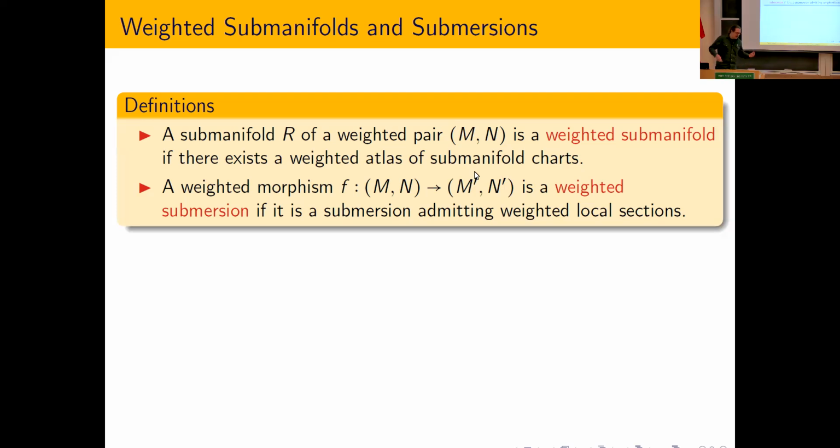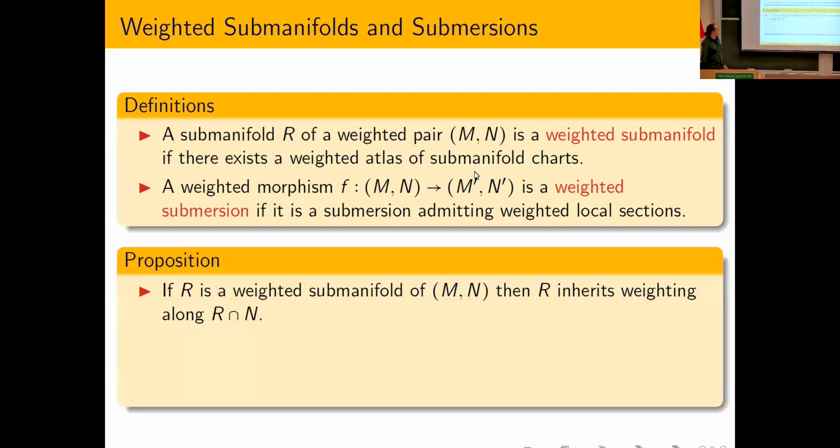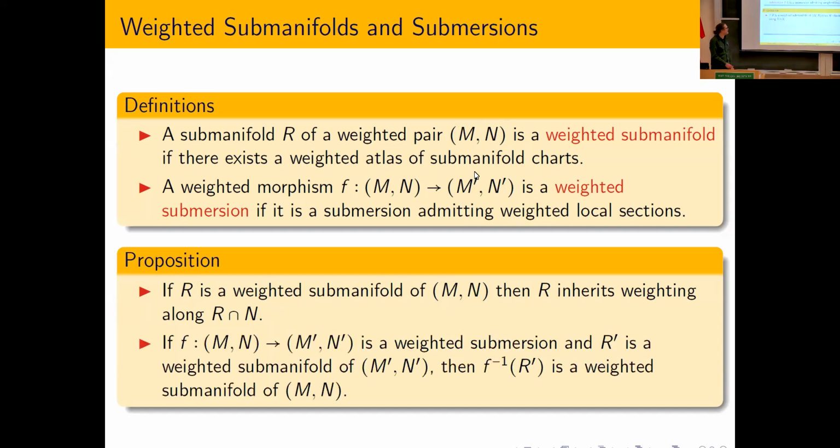And there are some reasons why this is a good definition. First of all, because it's the obvious one. Second, if I had a weighted submanifold of a weighted pair, then it is itself a weighted manifold. And secondly, if I had a weighted submersion and R prime is a weighted submanifold of the codomain, then its inverse image is going to be a weighted submanifold of the domain.